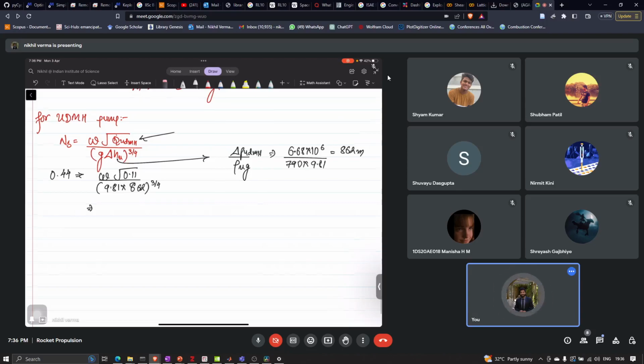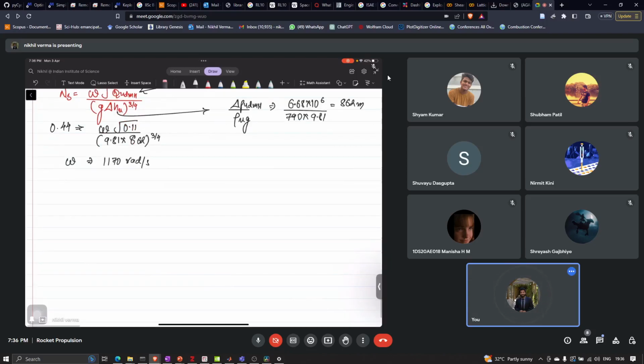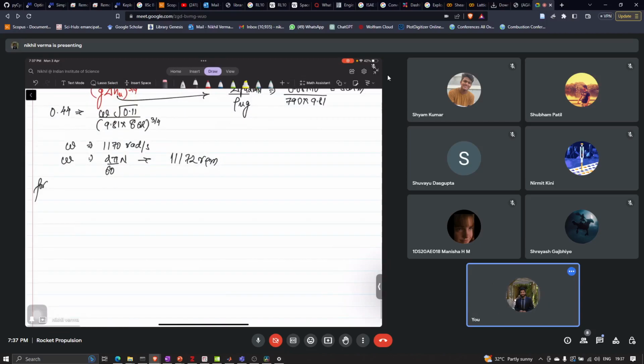With this we will get omega as 1170 radians per second. With this you can calculate the RPM for this case, where omega is 2 pi n by 60. It gives you a speed of 11172 RPM.